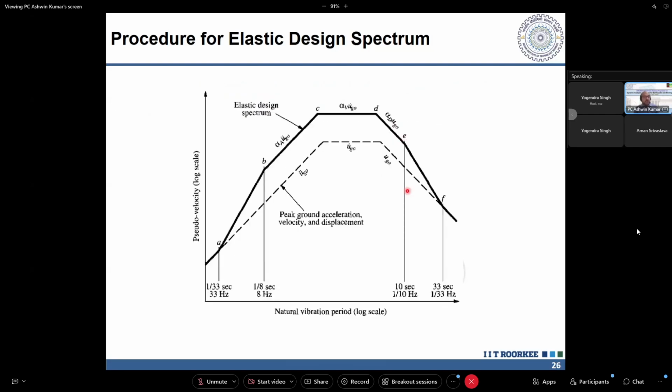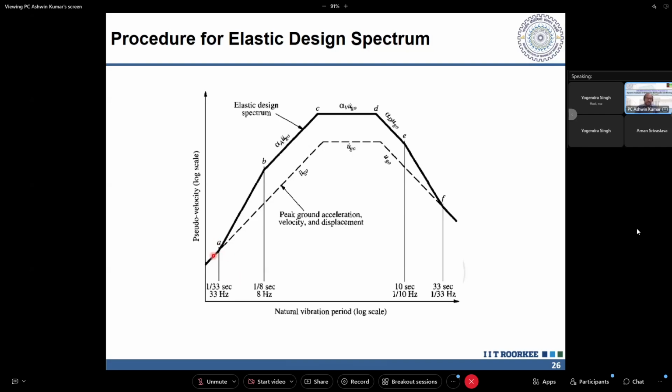So what do you do? Based on our understanding, I'll go a little bit slow here. We have the pseudo velocity plotted along the y-axis. We have the natural period, or frequency, along the x-axis. In this case, it is shown in terms of a frequency scale.